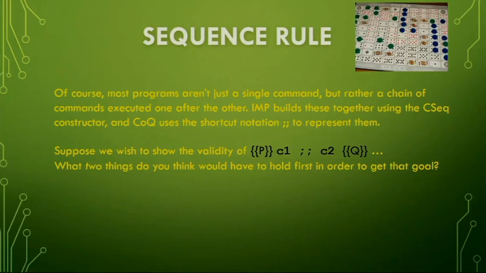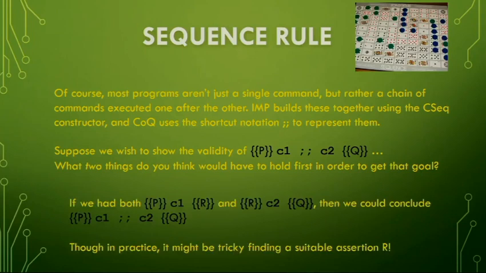That C2 has to follow C1? Well, C2 by itself might not inherently have anything to do with C1. One could be some if statement and the other some assignment, and they might not necessarily interact with each other. Then the ending state of C1 is the starting state of C2. There you go. Exactly.